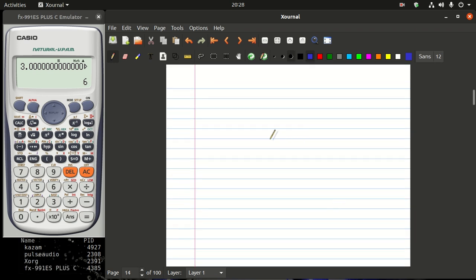Let's try another example. F, and I'm saying evaluate the limit as x approaches 0 of x all over the square root of x plus 1 minus 1.